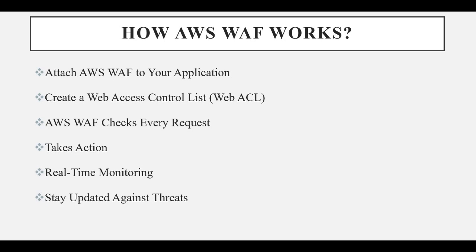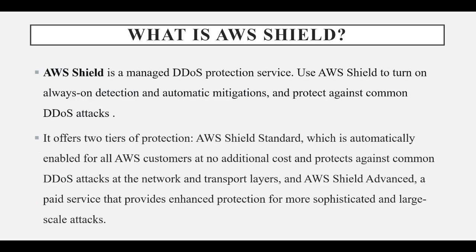This is about how the AWS WAF, the web application firewall, works. So this is all about the WAF, the web application firewall: what its features and limitations are, why we need it, what the definition is, and how it works. So let's move to the next slide, AWS Shield, and learn about it.